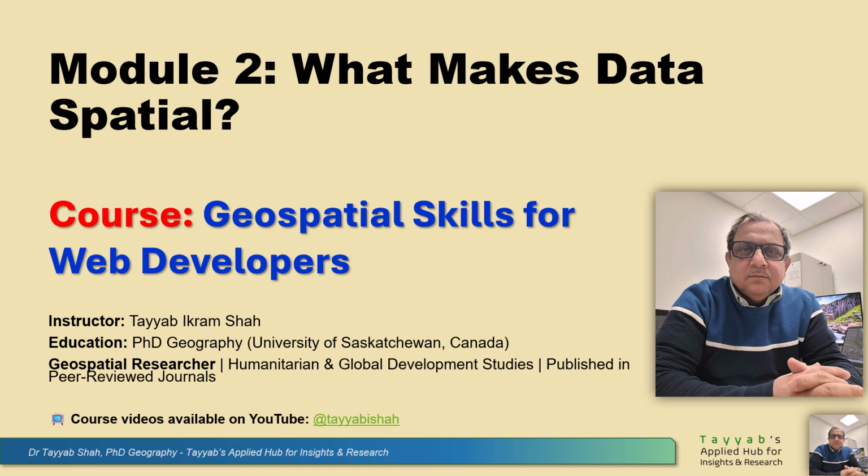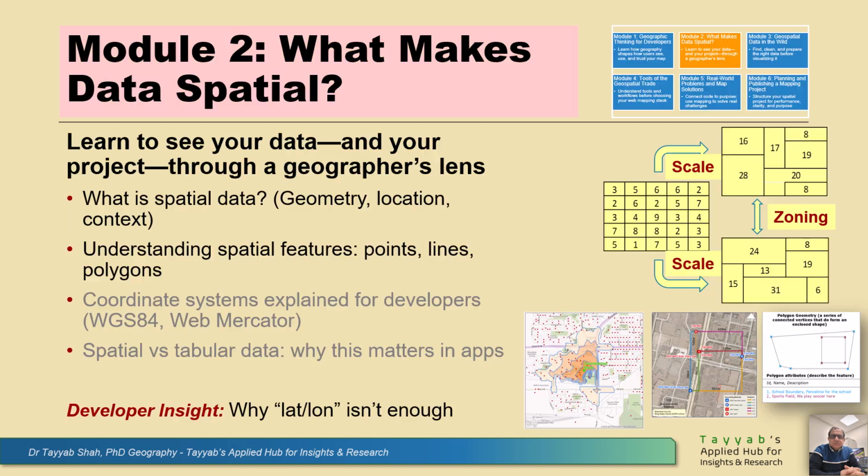What makes data special? Module 2 will cover the four most important components: spatial data, understanding spatial features, coordinate systems, and spatial versus tabular data sets.